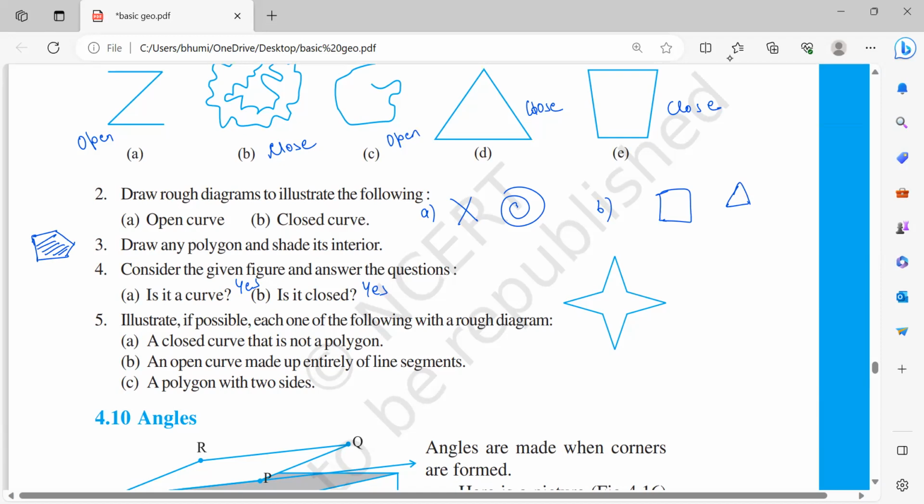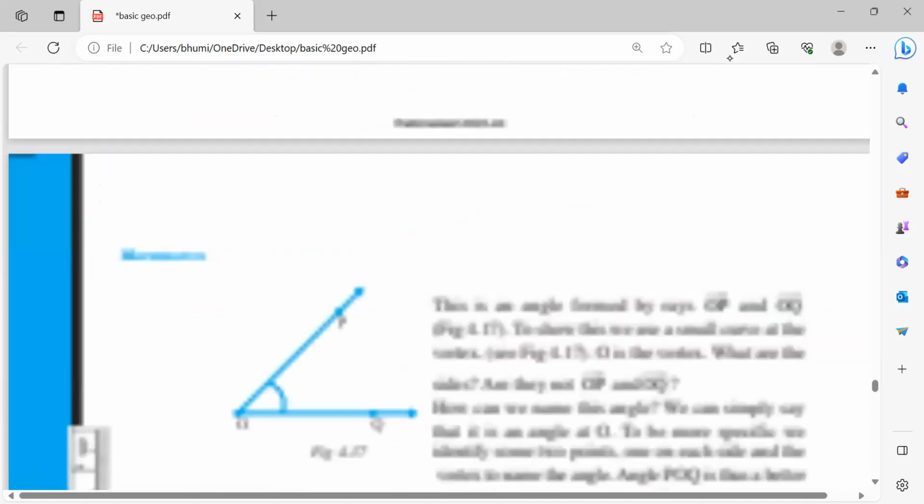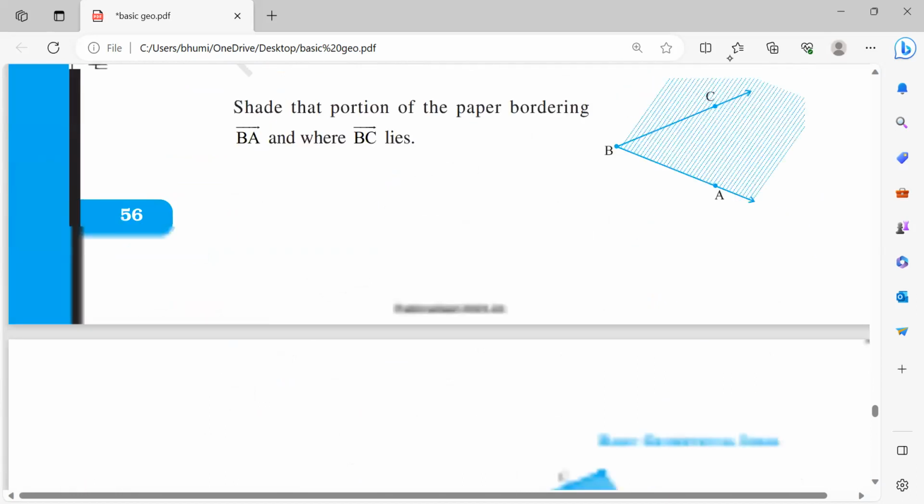Illustrate if possible each one of the following with a rough diagram. A closed curve that is not a polygon: a circle. An open curve made up entirely of line segments. A polygon with two sides. Is it possible to draw a polygon with two sides? It's not possible, because a polygon can have a minimum of 3 sides. Okay. Then coming to the exercise 4.3.